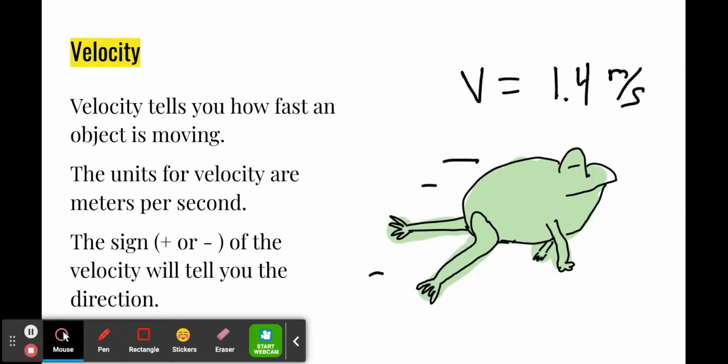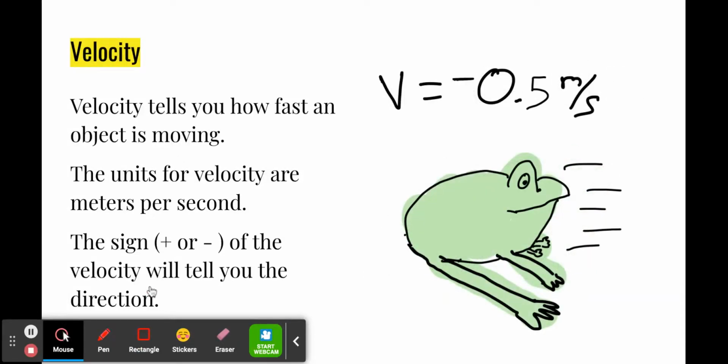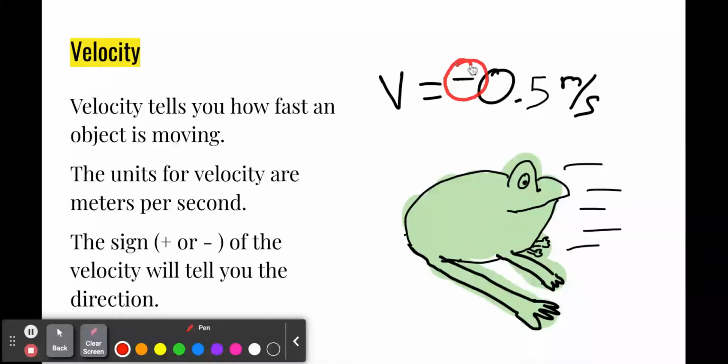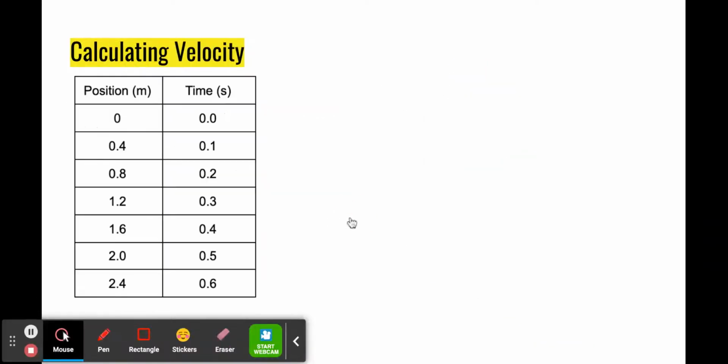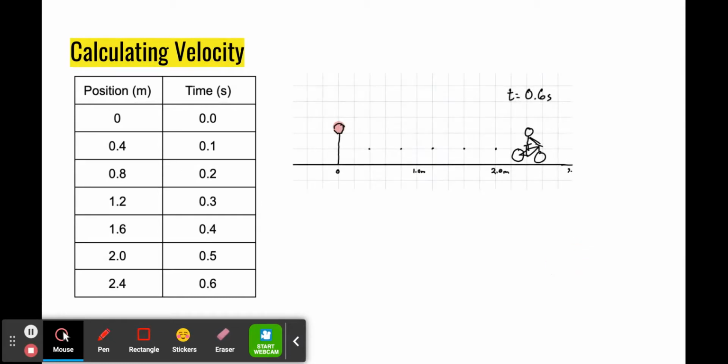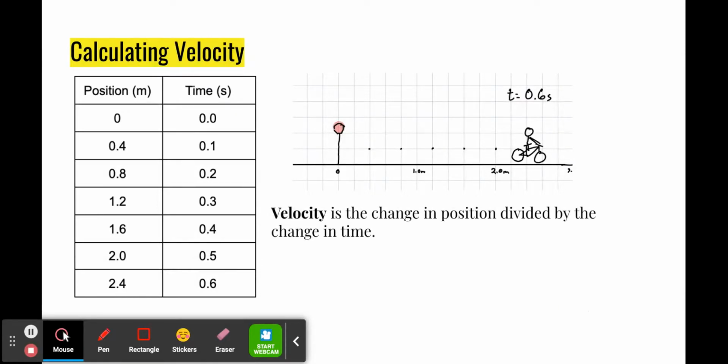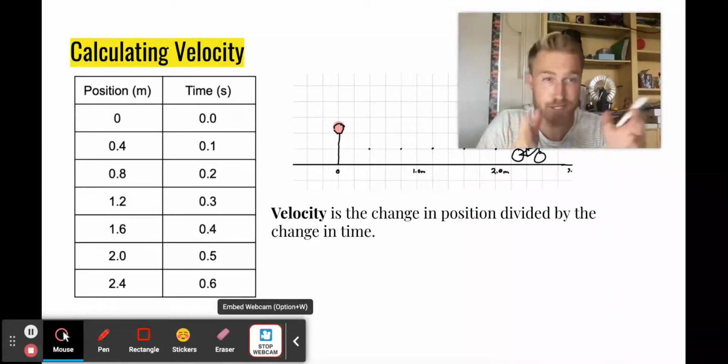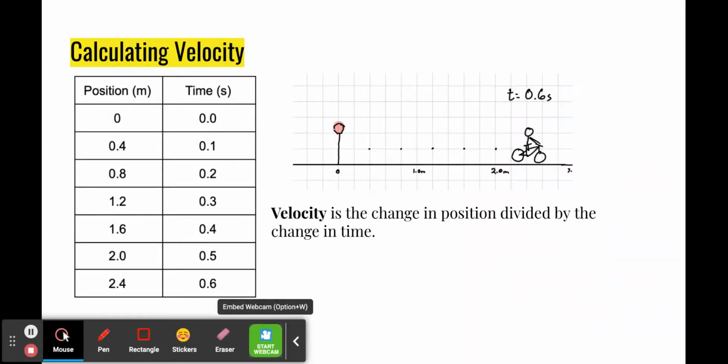The sign, positive or minus, of the velocity will tell you the direction. So if this frog was moving to the left, then you would note that they have a negative velocity. So velocity can be negative. The sign of the velocity tells you the direction. Remember that. So if you want to calculate velocity, which we often do in physics, we know that the velocity is the change in position divided by the change in time. So you just have to do a little math there.